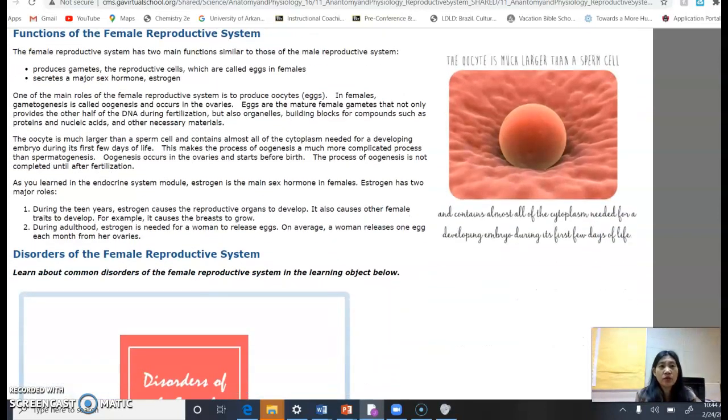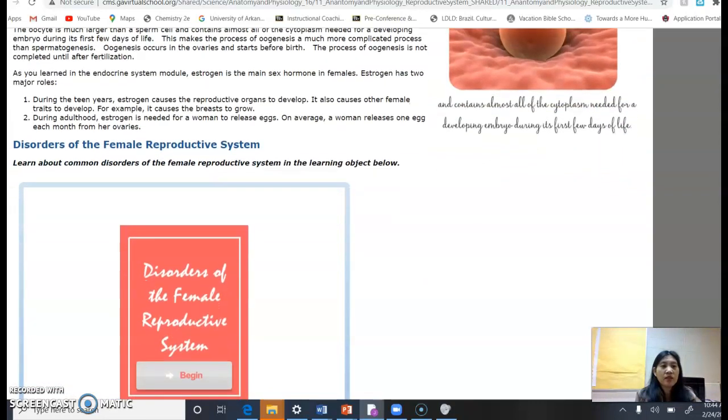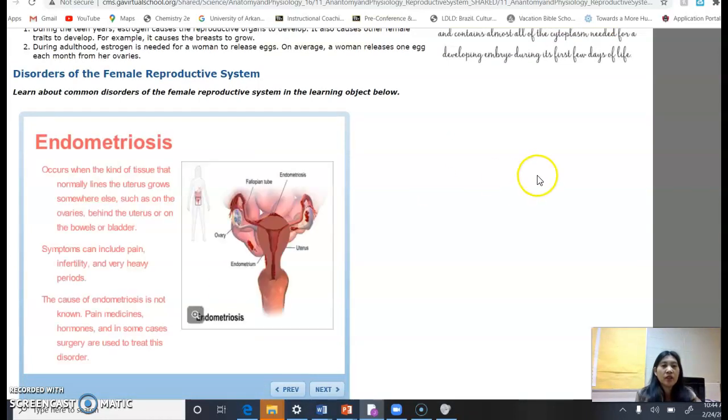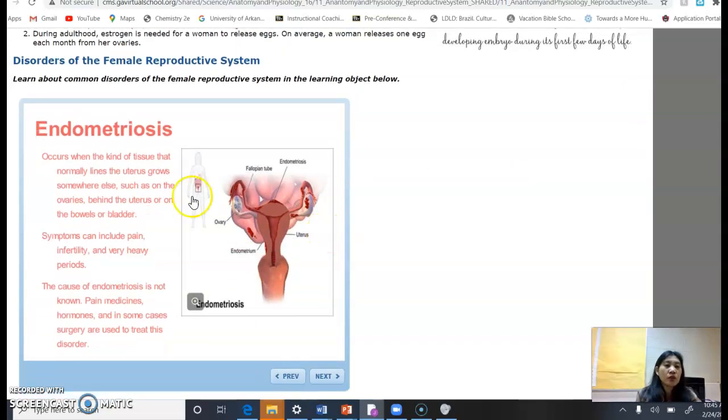What are the disorders of the female reproductive system? Click this one here. Endometriosis is one disorder of the female reproductive system, which occurs when the kind of tissue that normally lines the uterus grows somewhere else, such as on the ovaries, behind the uterus, or on the bowels or bladder. Okay, so there are symptoms for the female. It includes pain, infertility, and very heavy periods. That is one disorder. And what's the cause?